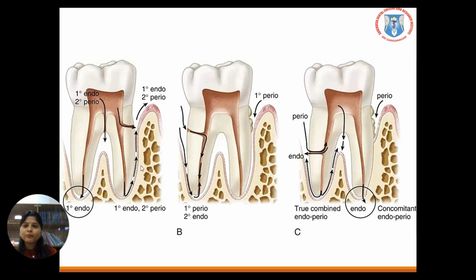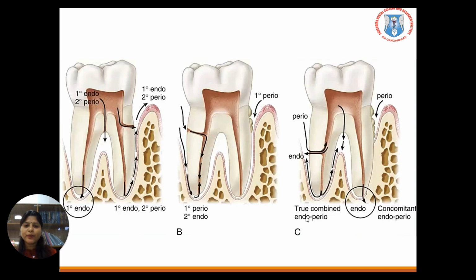Then comes the primary perio, that is, only the periodontal structures are involved because of the presence of dental plaque. Then is primary perio and secondary endo. That is, first the plaque was present, it resulted in periodontitis. Then the noxious agents moved into the root canal causing the endodontic involvement. This is called primary perio because the first involvement is the periodontal structures because of the periodontitis, and then the root canal was affected.